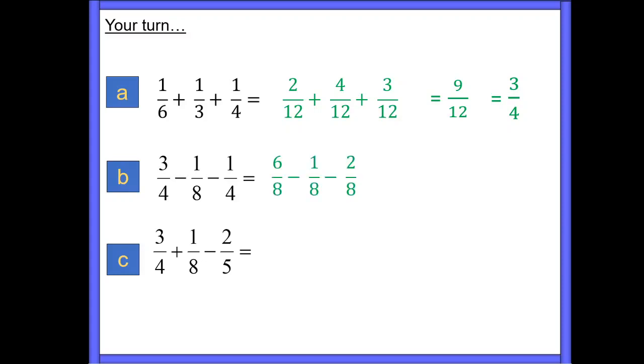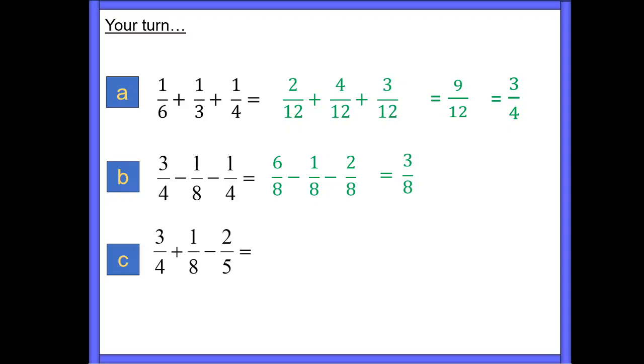For B, our lowest common denominator for those is going to be 8, so we have 6 out of 8 minus 1 out of 8 minus 2 out of 8. So from 6 take away 1 is 5, take away 2 is 3, 3 out of 8, and we can't simplify that one. 3 again is a prime number.